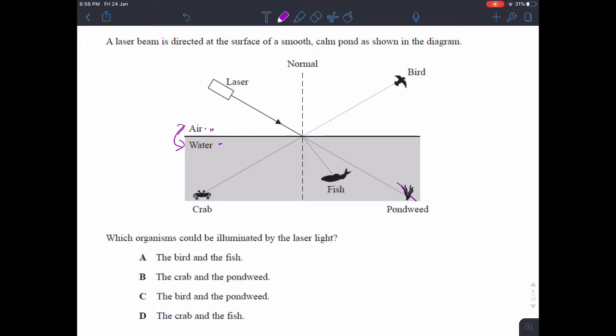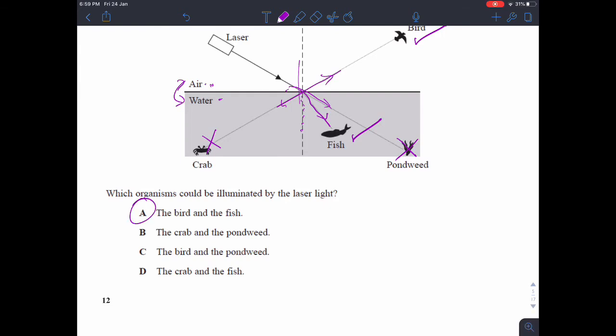So there's definitely no chance we could illuminate the pondweed, because that's a straight line through, so that wouldn't happen. There'd be some refraction. We could also get some reflection from the surface, so you could definitely illuminate the bird. You might get some refraction, where because water is more dense, the ray would bend towards the normal, so you could illuminate the fish. However, you wouldn't get reflection off the normal, and there's no way that the light would refract back in that direction, so you could not illuminate the crab. So bird and fish, A.